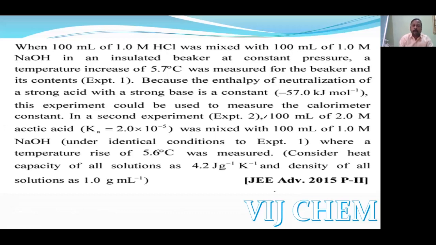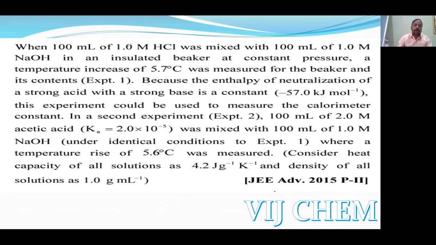In the second experiment in the calorimeter, 100 ml of 2 molarity acetic acid is mixed with NaOH. Here it is a weak acid and strong base, and in the first it is a strong acid and strong base. But the temperature increased only by 5.6 because the heat released is less in the case of the weak acid. Now the specific heat capacity of water is 4.186, but he is asking us to take 4.2. So depending on this, some questions are there. Let us read them.